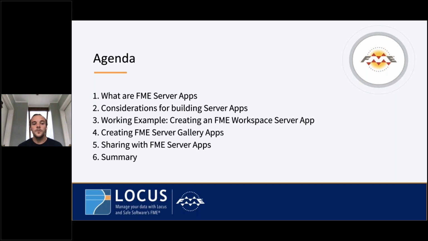Then I'm going to take you into a working example using a really widely used service here in New Zealand, which is called the LINZ Data Service. Pretty much anyone in New Zealand, and probably parts of Australia, is familiar with it. It's an open data portal where you can download a lot of land information in New Zealand. I really want to take you through quite an in-depth example of building a really good FME Workspace server app, which allows a lot of user interaction, and I think is a really good case study of using server apps well. Then I'll take you through creating FME Server gallery apps.